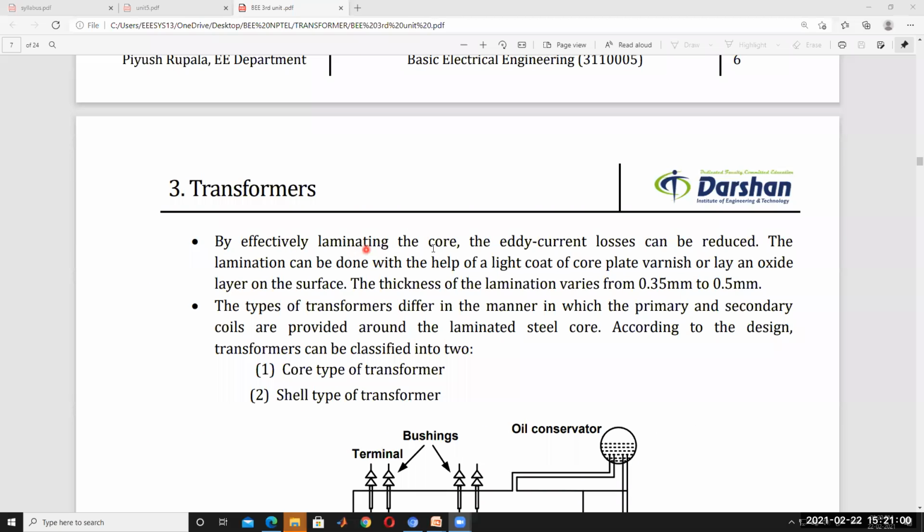So by effectively laminating the core, the eddy current loss can be reduced. This lamination can be done with the help of a light coat of core plate varnish, or a layer of oxide on the surface. The thickness of the laminations varies from 0.35 mm to 0.55 mm.